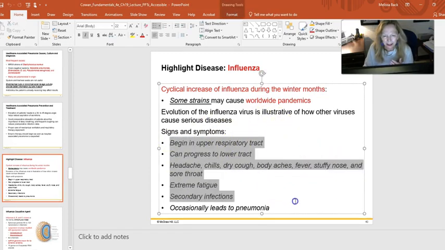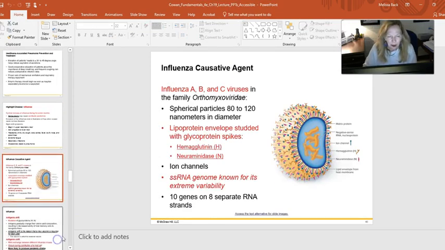Some of the signs and symptoms, we call these flu-like symptoms, don't we? Headaches, chills, dry cough, body aches, fever. Certainly flu-like symptoms you've heard of. These viruses, the influenza virus, is rapidly evolving. Again, this is why we still have to have annual immunizations to help to prevent the intensity of the disease.